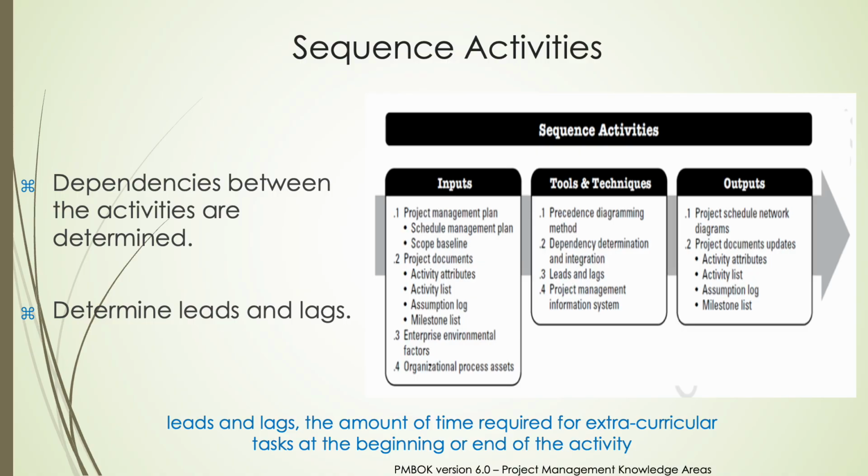Additionally, updates may be made to project documents such as activity attributes, the activity list, the assumption log, and the milestone list to reflect the new sequencing and any newly identified dependencies. By clearly establishing dependencies and determining leads and lags, the project schedule becomes more robust and accurate, providing a clear path for project execution and monitoring.